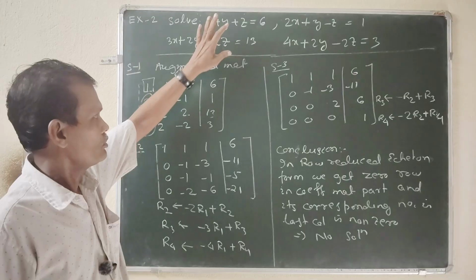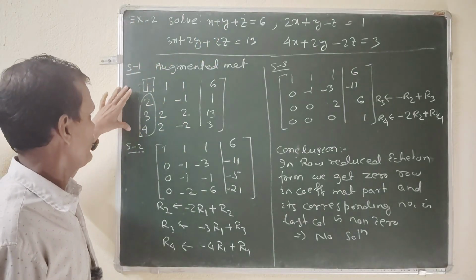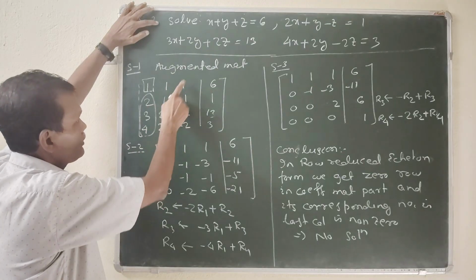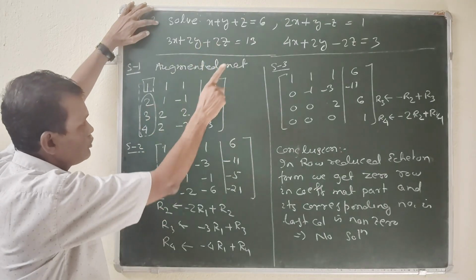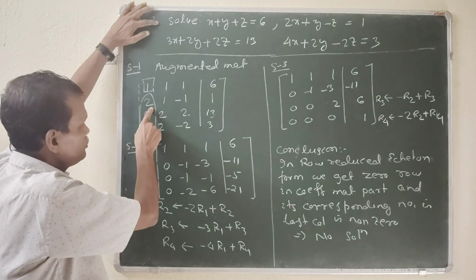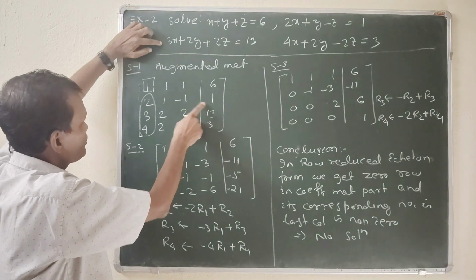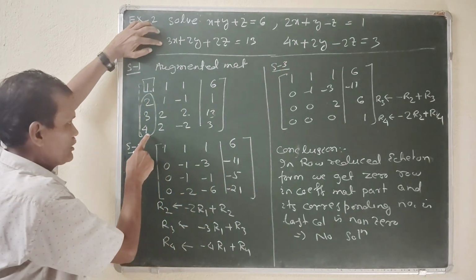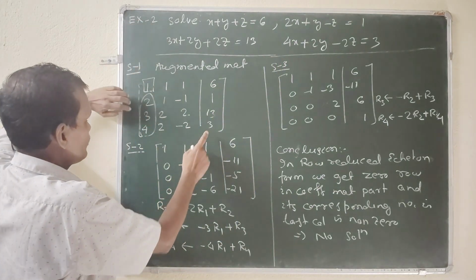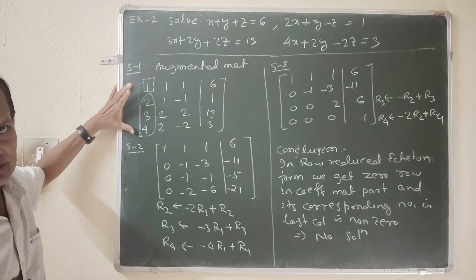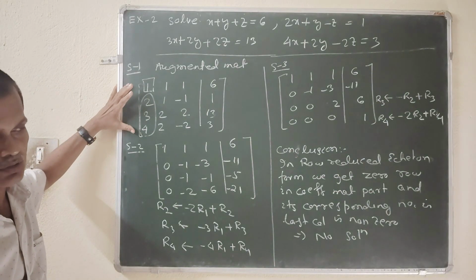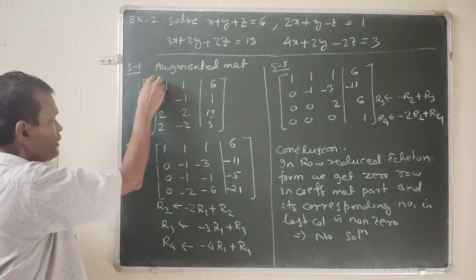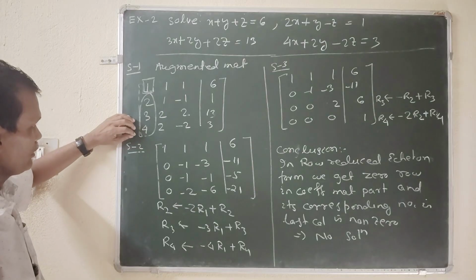And from this set of equations we construct our first step, that is the augmented matrix. Okay, for the first equation, that is 1 1 1 6, this 1 1 1 is the coefficients. For the second equation, 2x plus y minus z equal to 1, this is the line, 2 1 minus 1 1. This is the third equation, corresponding line is 3 2 2 13. This is the fourth equation, the corresponding line is 4 2 minus 2 3. Okay, and once we formulate this coefficient matrix, then we will go for row operations, with the aim that we will consider this one as the pivot element and we will try to make all the elements below it 0.